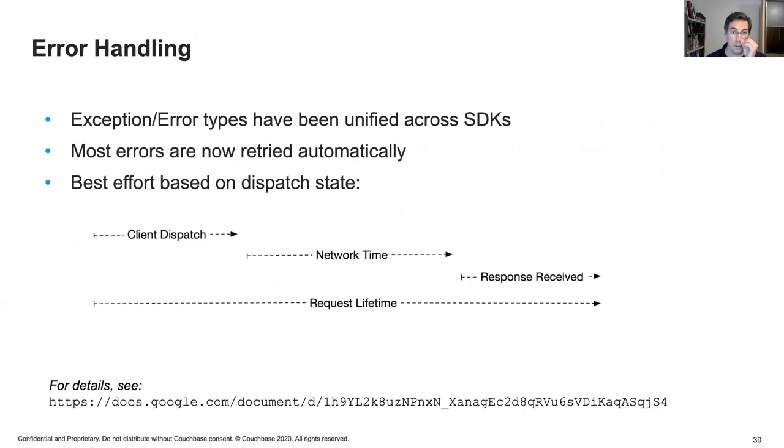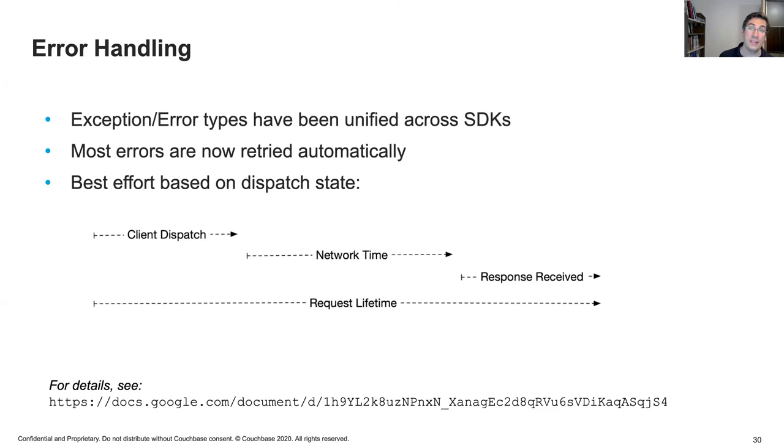I briefly touched on error handling with the error context, but I want to emphasize that we also unified the exception error types across the SDKs, so they all should have the same name now. And also importantly, most of the errors are now retried automatically. So the best effort retry strategy will retry as many errors as we can. And of course, you're free to override that strategy and have custom strategies that fail fast on certain exceptions. But out of the box, we really want to give you the best experience to handle as many errors as possible in the duration you give us.